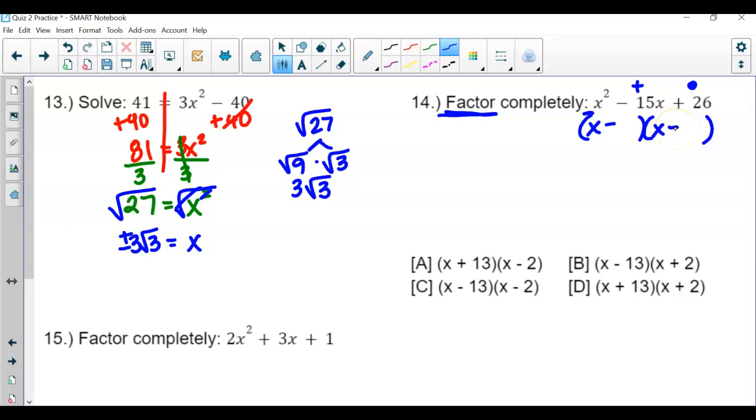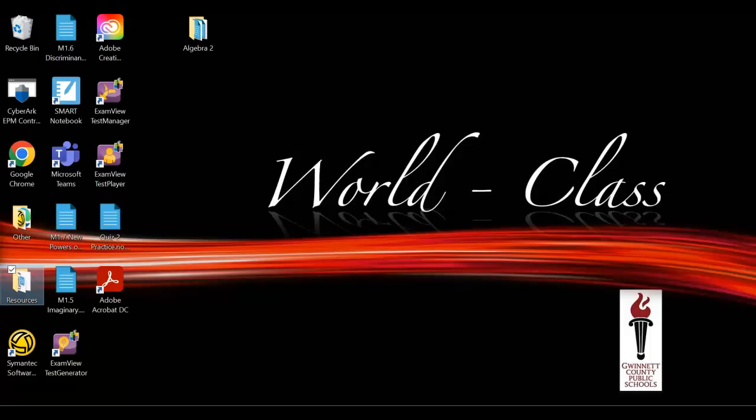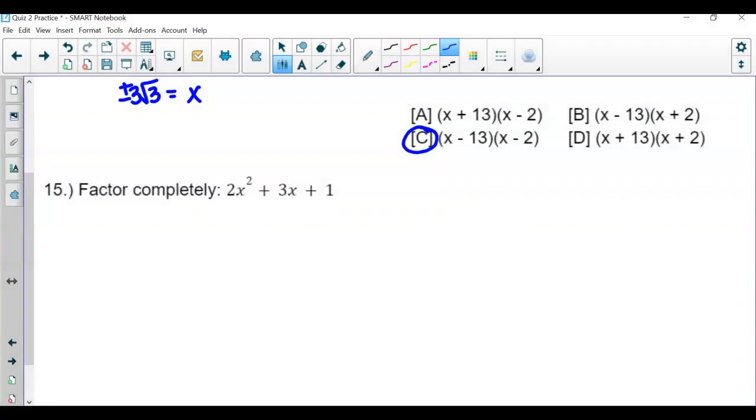Then looking at my answer choices, notice how we're just using factors of 13 and 2. So 13 times 2, negative 13 times negative 2, positive 26, but add them and you do get negative 15. So that's why the answer is C. And then last question here, again, we are factoring. Sorry, we are factoring, not solving. There's no equals. So here, is there a GCF that we need to factor out?